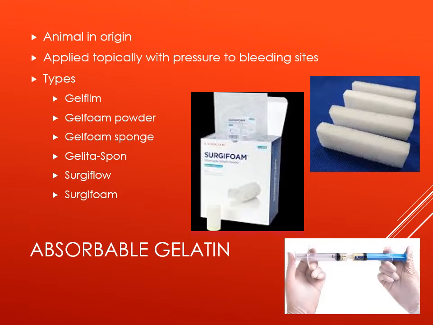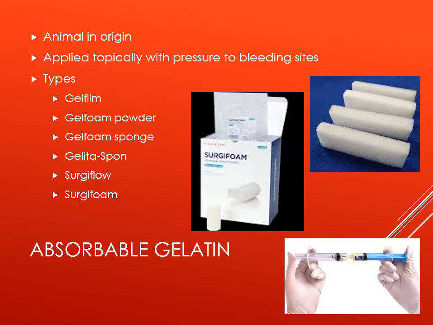The first type we're going to talk about is absorbable gelatin. This is animal in origin, and it's going to be applied topically with pressure to bleeding sites. You can see all the different types listed here. Gel film, gel foam, those are going to be ones that you're specifically going to see a lot of in surgery. The packages will have some detailed usage information if you're ever in question. Obviously in surgery, if you're scrubbed in, you're probably not going to have that handy. The good thing is when you're learning, you're going to have a preceptor there telling you exactly how to handle them.